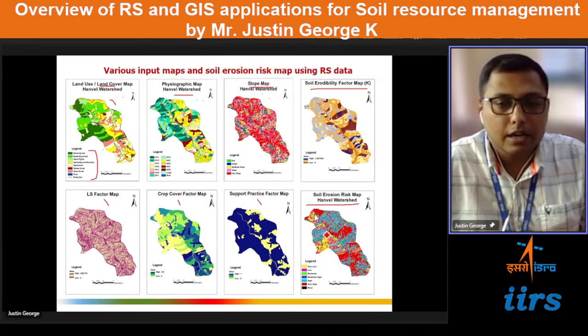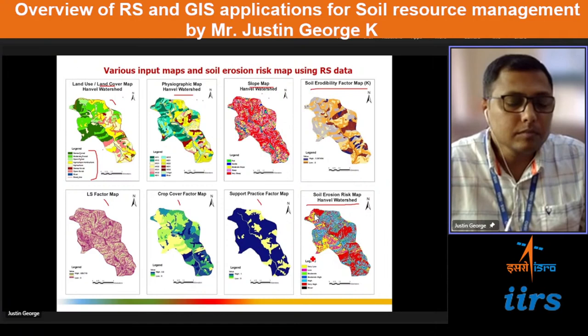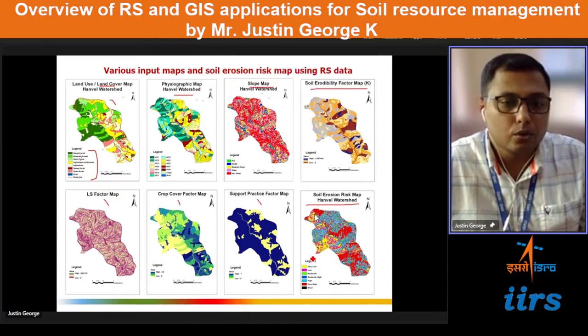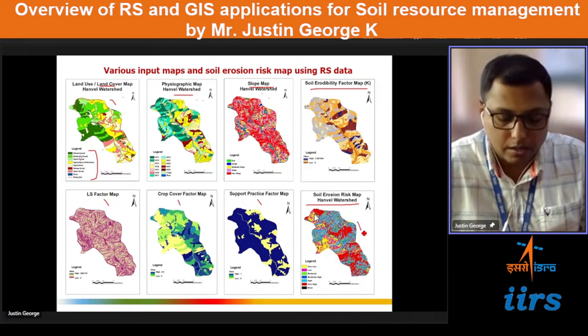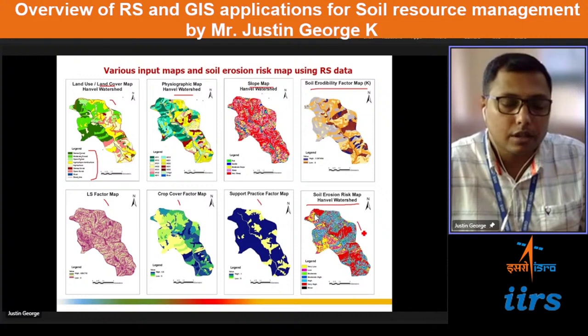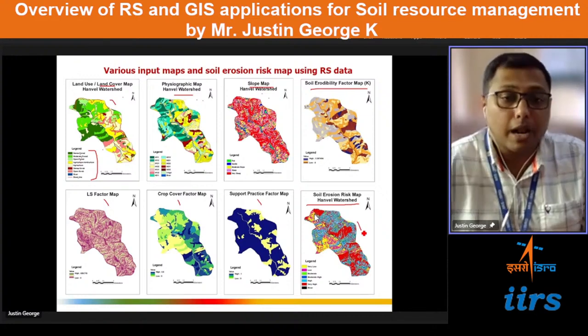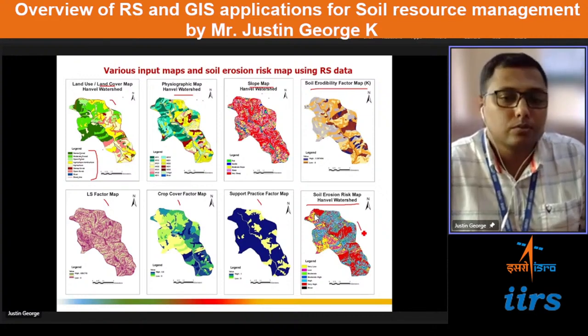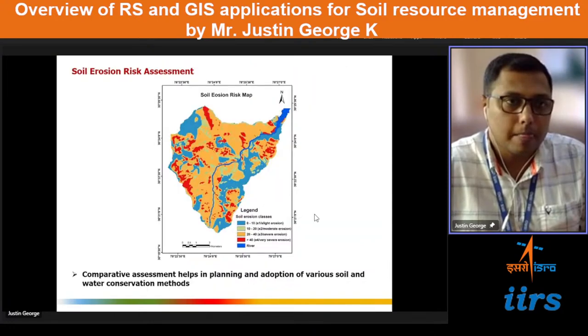So we can identify, even if there are minor variations in the absolute value, from the relative identification of areas which have a high risk of soil erosion. This model works very well for regional planning, or the planning and implementation of soil as well as water conservation structures.